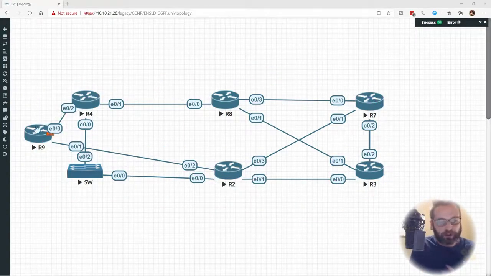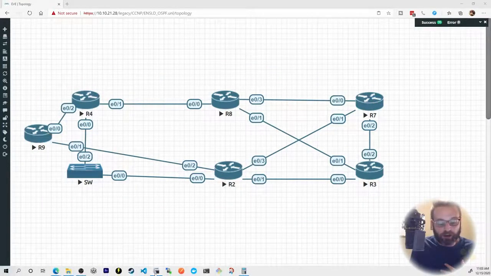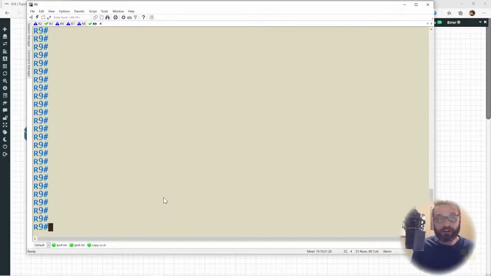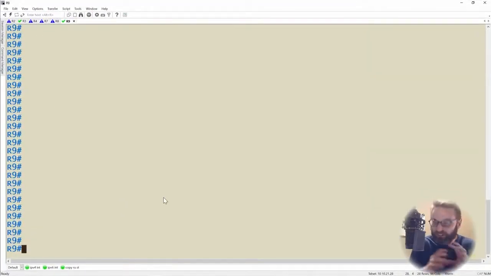So check this out. What we're going to do is bring up the terminal of R9 here, and we're going to configure named EIGRP mode. This is a different and newer way to configure EIGRP that's much more flexible because it has more features, as well as the ability to run one process for EIGRP for different address families. This is for IPv6, IPv4, multicast, and even within VRFs.